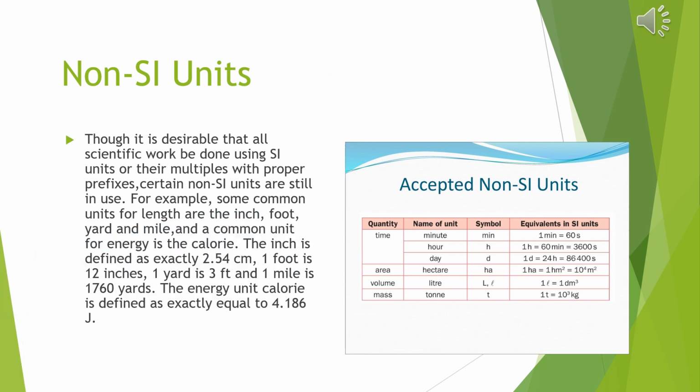Though it is desirable that all scientific work be done using SI units or their multiples with proper prefixes, certain non-SI units are still in use. For example, some common units for length are the inch, foot, yard, and mile, and a common unit for energy is the calorie. The inch is defined as exactly 2.54 centimeters, 1 foot is 12 inches, 1 yard is 3 feet, and 1 mile is 1,760 yards. The energy unit calorie is defined as exactly equal to 4.186 joule.